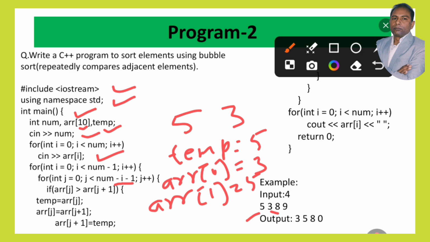After completing one iteration, we will again use the outer for loop. So like this these iterations will be repeated, and after completion we will have the answer in ascending order, that is these elements are sorted. We can display the answer: we start from 0, go while i is less than num, and display array[i]. So like this we can sort the elements in C++ using bubble sort.